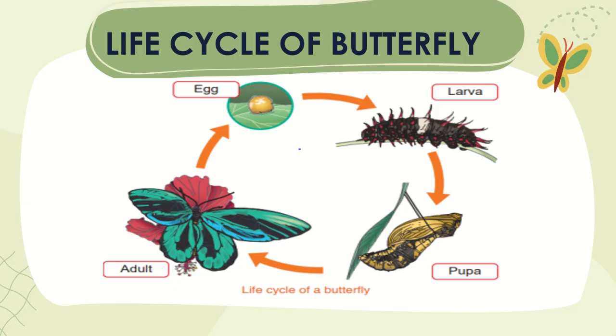So here is an illustration of the life cycle of butterfly. First, it starts with egg, turning to larva, into pupa, and into an adult.